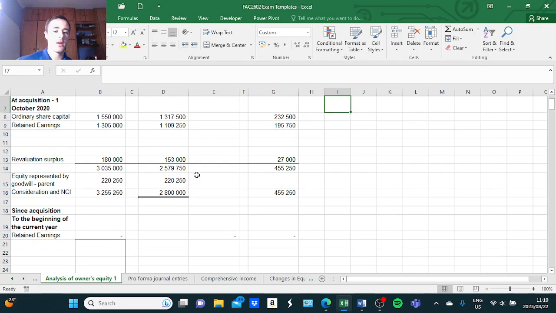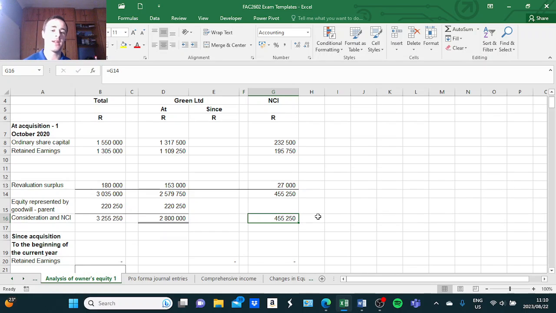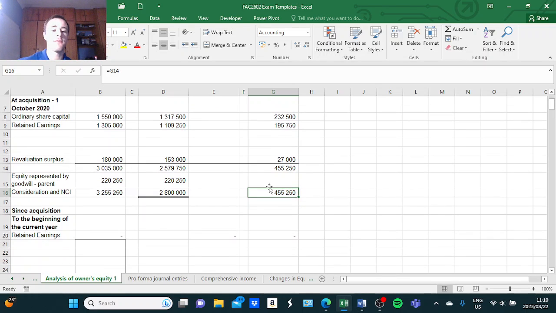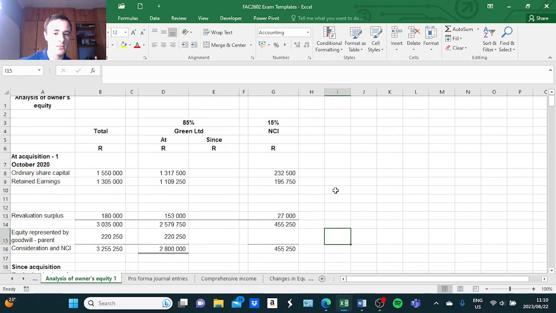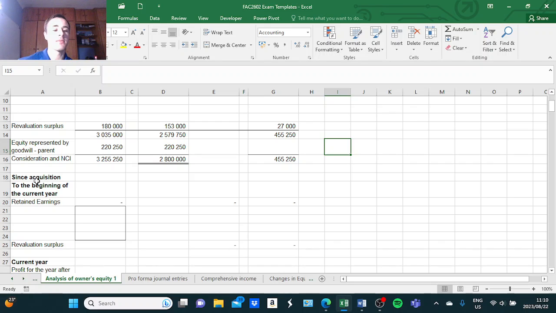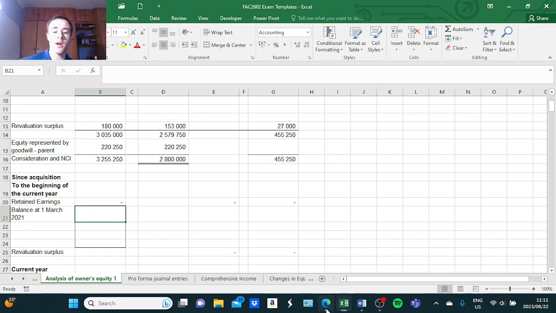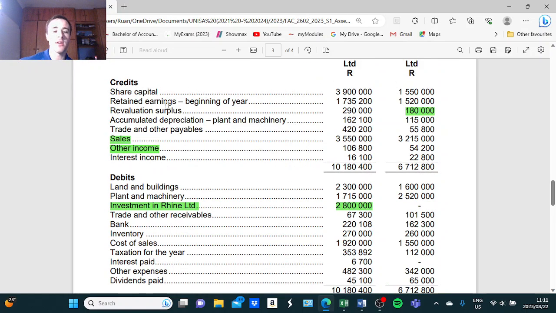All right, so we have an NCI balance at acquisition of 455,250. Then we just need to complete our since acquisition to the beginning of the current year. So we need to calculate the change in retained earnings, which we will do as follows. We will take the balance at the beginning of the current year, which was the 1st of March 2021, and according to your trial balance, retained earnings at the beginning of the year for the subsidiary is 1,520,000.